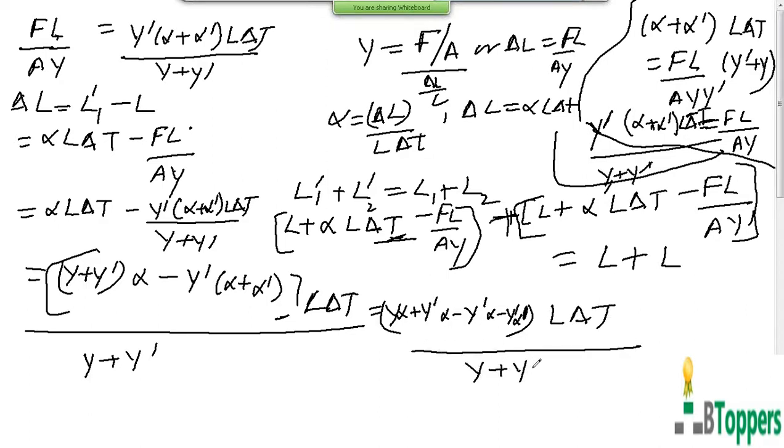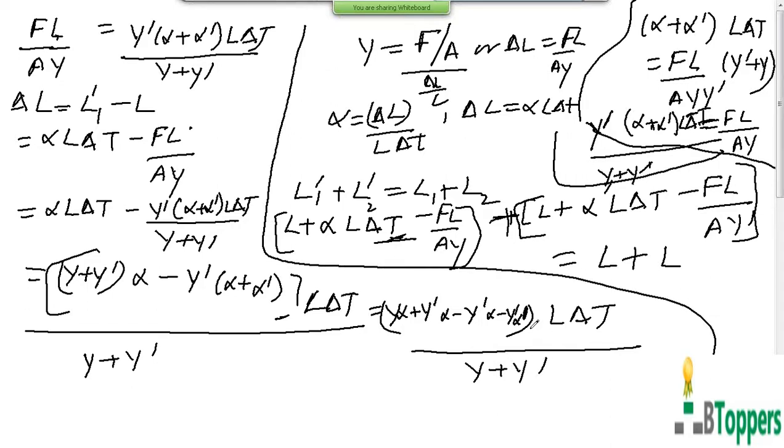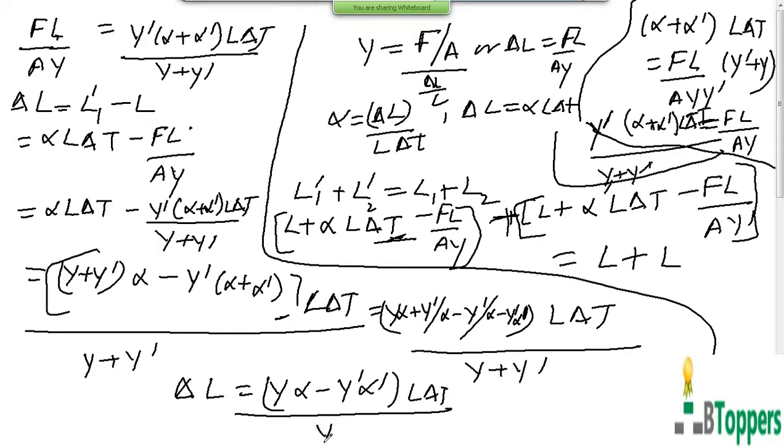by Y plus Y dash. So here Y dash alpha gets cancelled. So you get delta L for the first rod, Y alpha minus Y dash alpha dash into L delta T by Y plus Y dash. That means if Y alpha is greater than Y dash alpha dash, then the delta L will be positive. That means the length of the first rod will increase. Then the length of the other rod will decrease by the same amount.